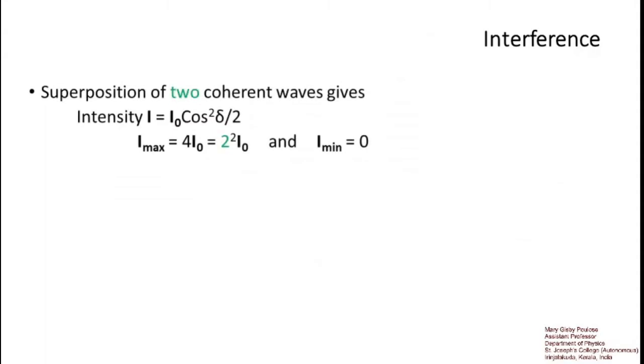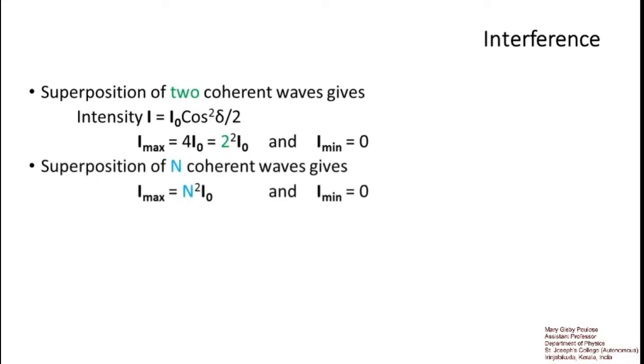Now, the superposition of two coherent waves gives us the intensity of light to be I equals I0 cos square delta by 2. So this was the mathematical expression that we have derived. Here, we can get the maximum intensity of 4 I0, that can be written as 2 square I0, and the minimum intensity as 0.